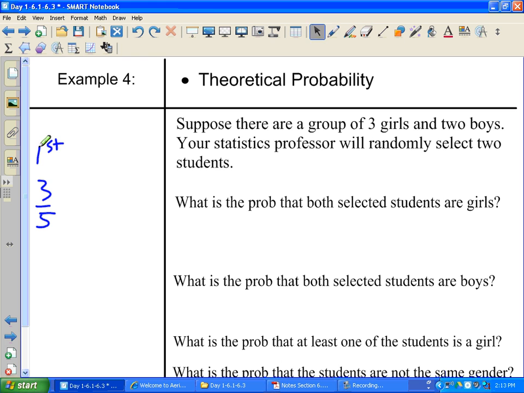Our second pick, I'm not throwing them back in. I want 2 unique girls. Does that make sense? Because I'm going to be forming a group of 2. Okay? So my first one, I've got 3 out of 5. I reach in, I get a girl. Not only do I have to get a girl the first time, what has to happen the second time? I got to get another girl. But here's the catch. How many girls are in my bucket now? 2 girls are in the bucket. How many people are in the bucket? 4. To find the probabilities, we multiply them together.